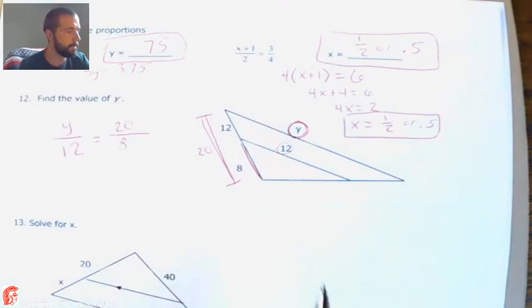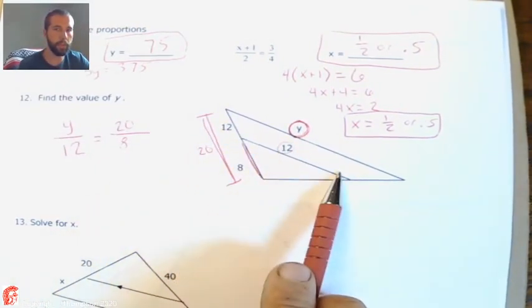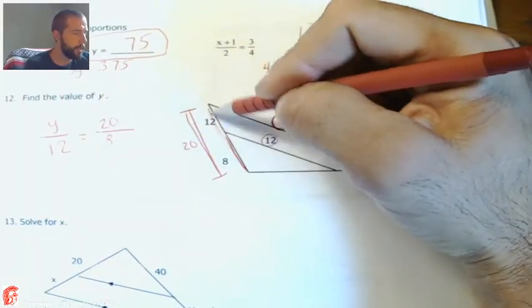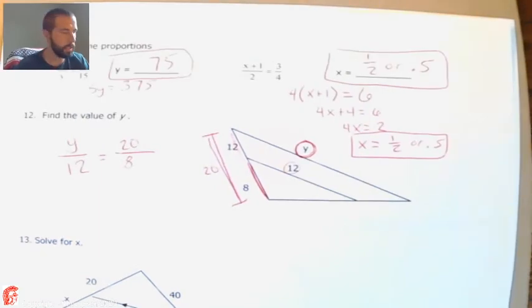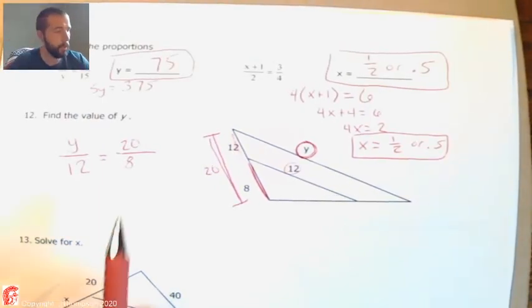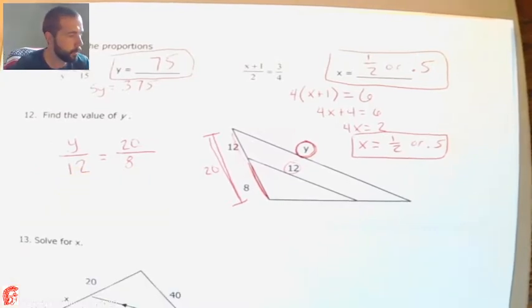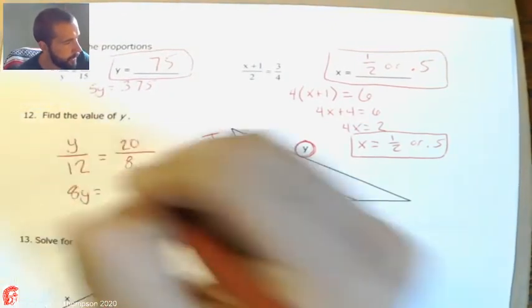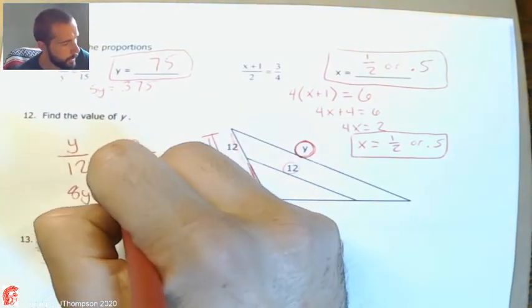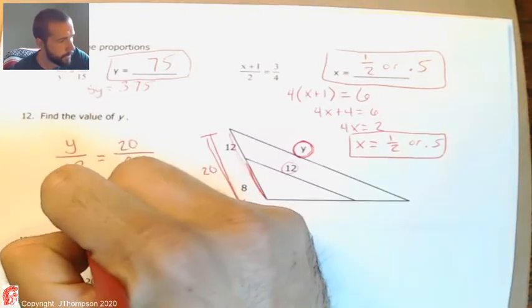That's a tricky one to see, but we did. Top of the big over top of the small equals left side of the big over left side of the small. That's how our proportions need to work. We need to match up corresponding parts. We can reduce 20 over 8 or 12 over 8, however you want to do it, or you can just multiply. 8 times y is 8y. 12 times 20 is 240. And then you do 240 divided by 8, and you get y is equal to 30.